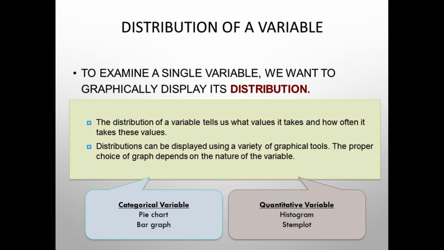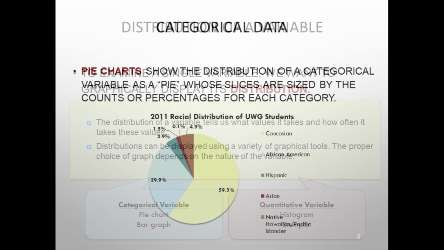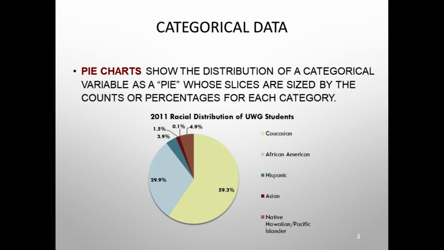For categorical variables, we can use pie charts or bar graphs, whereas for quantitative variables, we can use different kinds of graphs such as histograms, box plots, or stem plots. A pie chart shows the distribution of a categorical variable. It illustrates all the categories and gives the count or percentage of individuals who fall into each category.